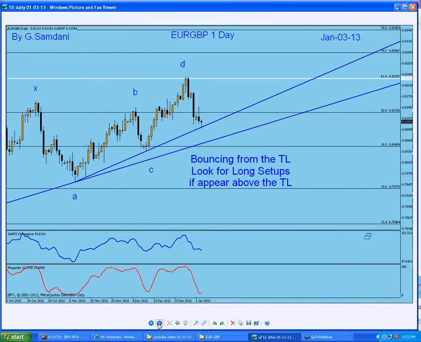This one I made January the 3rd. It is an old one. This pair, if it moves, it moves. If it doesn't, then it stays in the same place for weeks. I wrote it down here: bouncing from the TL, look for long setups if up here above the TL. I was hoping that it's going to bounce from there, or maybe drop a little bit more below the TL and then bounce. But it bounced right from there, and let me show you what happened in the last couple of days.